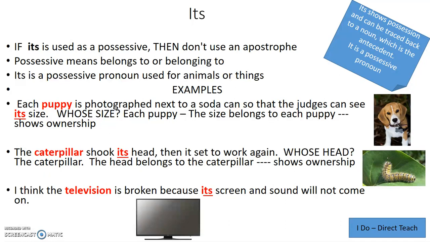Let's look at the last one. I think the television is broken because its screen and sound will not come on. Its screen and sound will not come on. Whose screen and sound? Or what screen and sound? The television. So again, it shows ownership. It refers back to a thing, which is a television. So its, without an apostrophe, shows possession and can be traced back to a noun, which is the antecedent. And so it is a possessive pronoun. And it stands for either an animal or a thing. And sometimes it can stand for an idea.